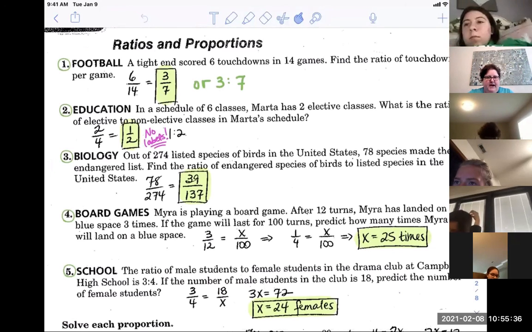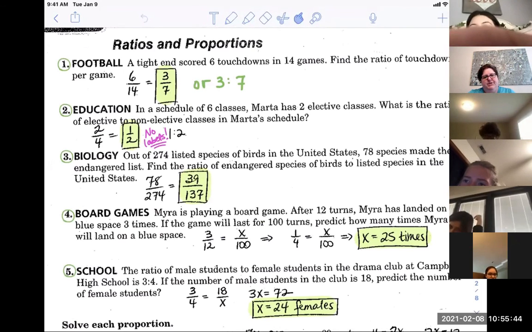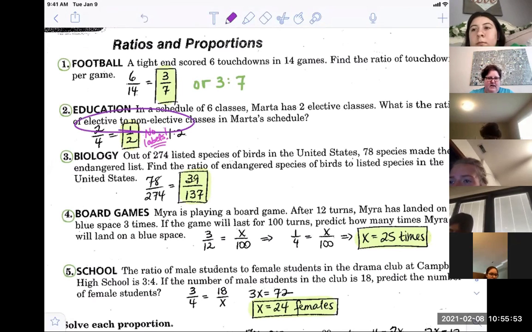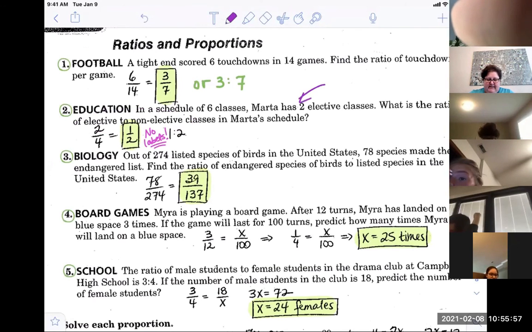Here are the first 5 answers. Notice that number 2 is 1 to 2, not 1 to 3. It asks you to compare elective to non-elective. So if she has 2 electives out of 6 classes, that means she has 4 non-electives. You're not comparing elective to total. You're comparing elective to non-elective.